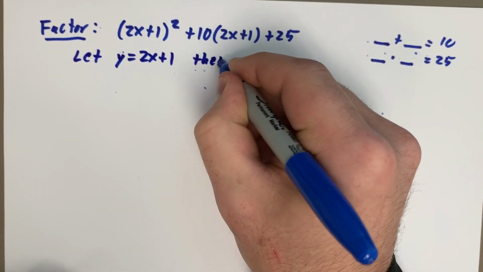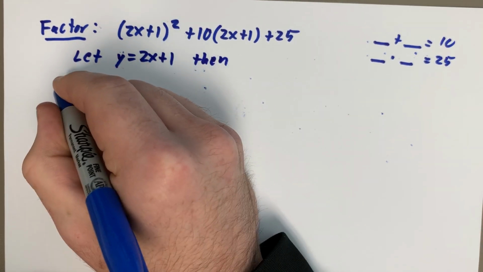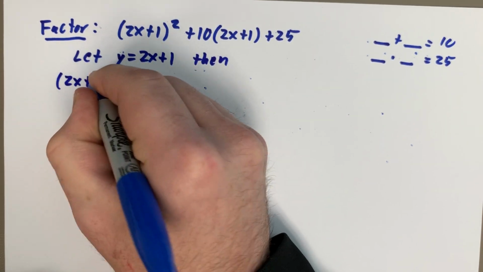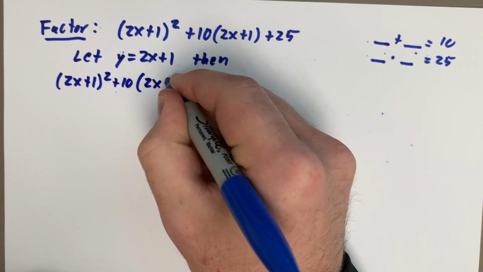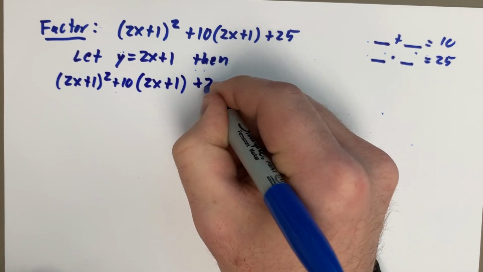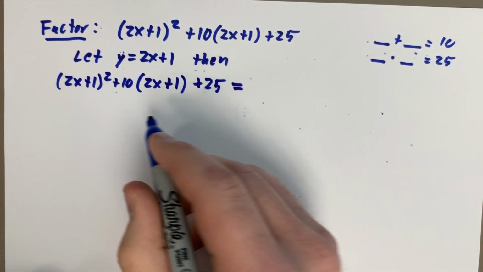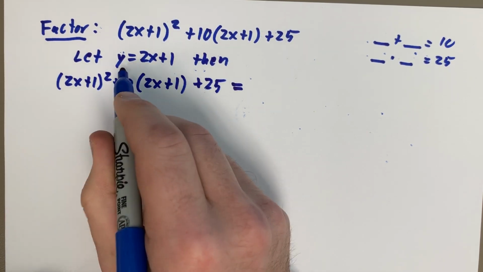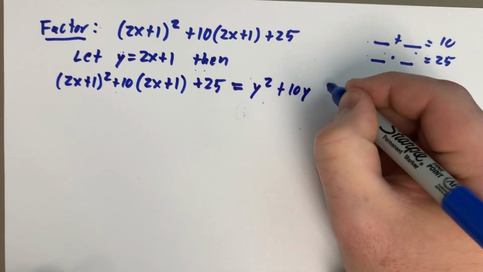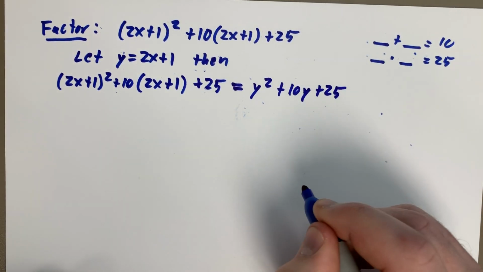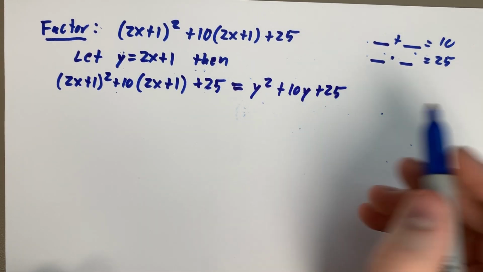Then, I like to add verbiage because I'm a mathematician. That's how we do proofs, lots of words. We have the expression (2x + 1)² + 10(2x + 1) + 25. It's always a good idea to rewrite your stuff. After our substitution, every place I see a 2x + 1, I'm going to replace it with the y. So I have y² + 10y + 25. Okay, so now this looks like a normal quadratic that I know how to deal with.